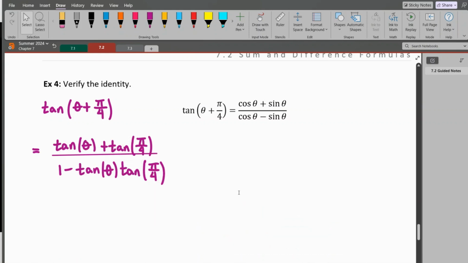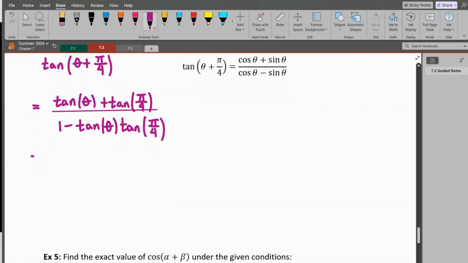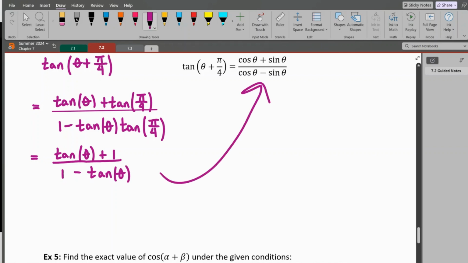Now, here's the thing. While tangent of theta, we might need an identity to rewrite that and make it look like a sine or a cosine, we don't need to do that with tangent of pi over 4. Tangent of pi over 4 is actually equal to 1. So we could rewrite this as tangent of theta plus 1. And it's 1 because sine and cosine at pi over 4 are both the square root of 2 over 2, and so if you do root 2 over 2 divided by root 2 over 2, you get 1. So we've ended up with this, and we somehow need to get to sines and cosines.